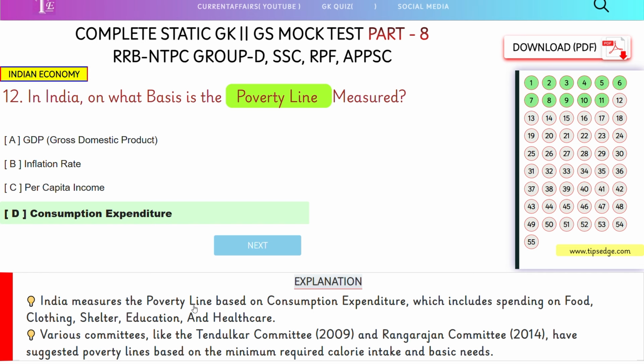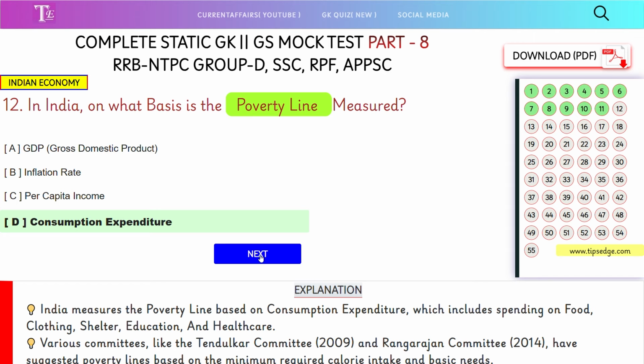India measures the poverty line based on consumption expenditure, which includes spending on food, clothing, shelter, education, and healthcare. Various committees like the Tendulkar Committee in 2009 and Rangarajan Committee in 2014 have suggested poverty lines based on the minimum required calorie intake and basic needs.